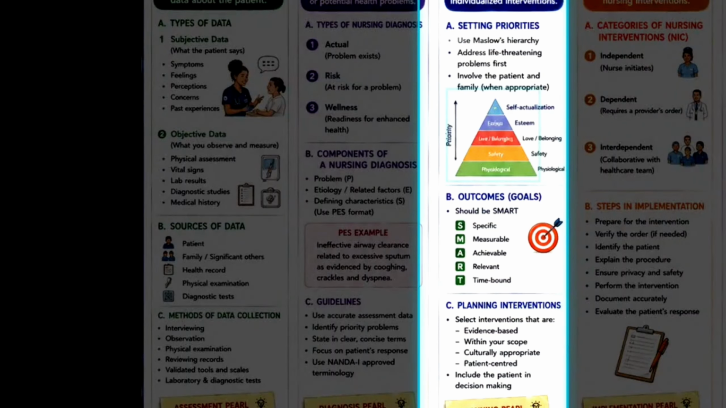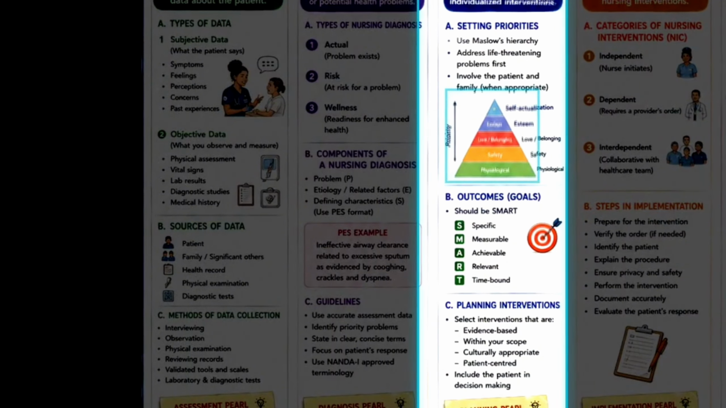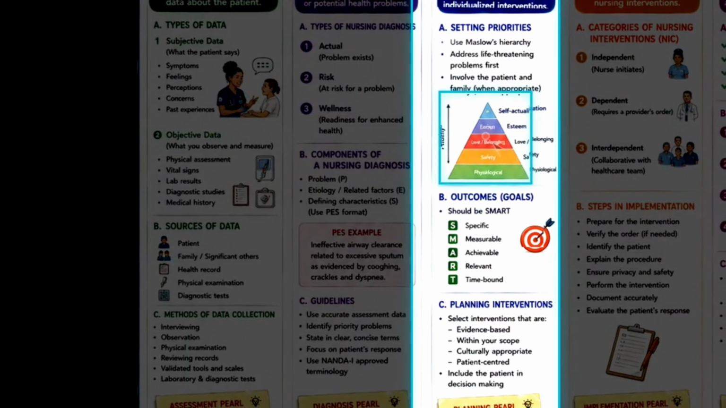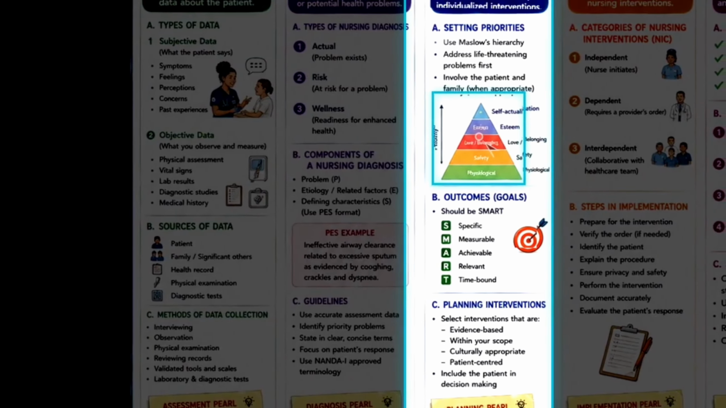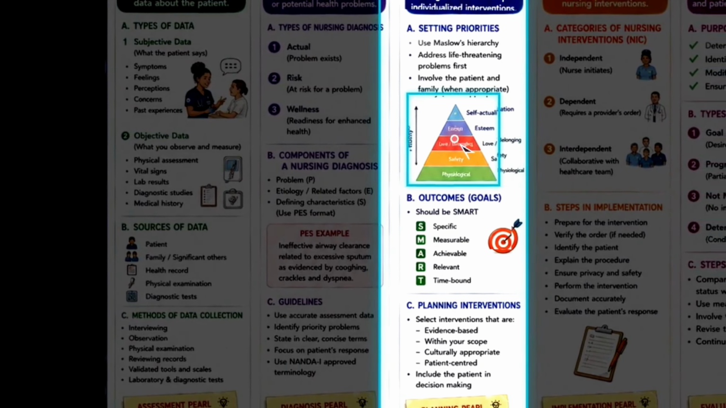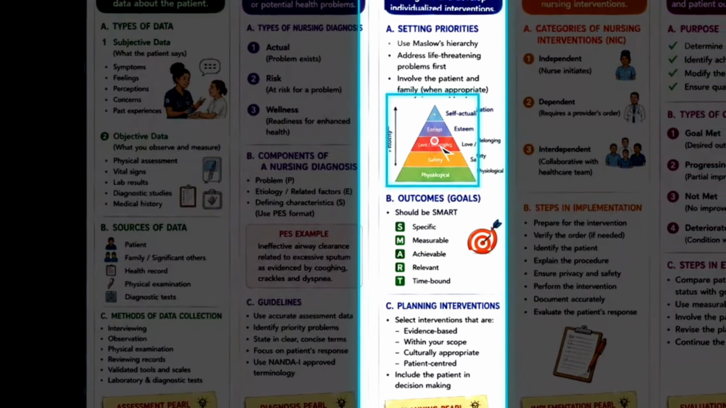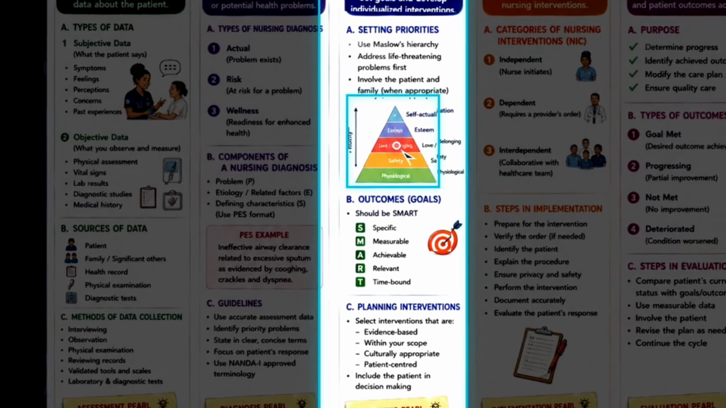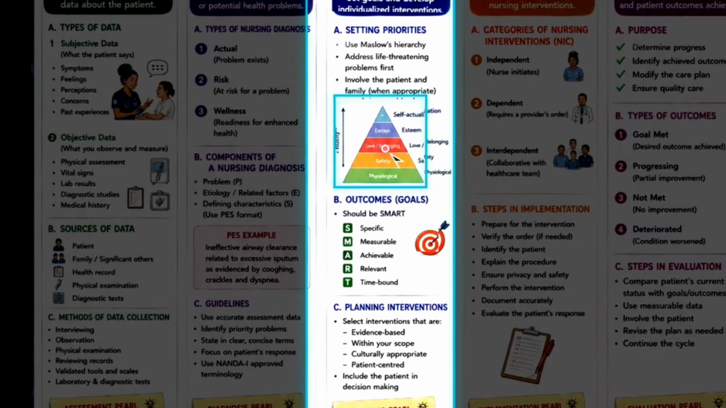Step 3 of the nursing process brings us to planning. During the planning phase, the nurse synthesizes assessment data and diagnoses to establish patient-centered goals and formulate targeted, individualized clinical interventions. Planning consists of 3 essential steps: setting clinical priorities, defining measurable outcomes, and selecting appropriate nursing actions.